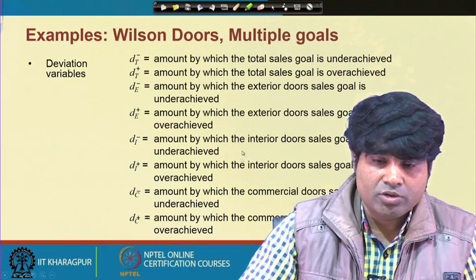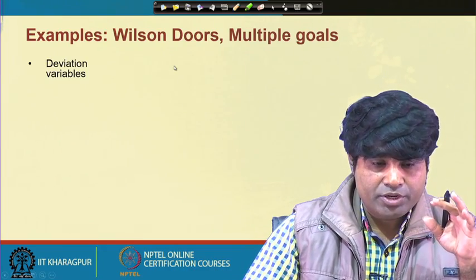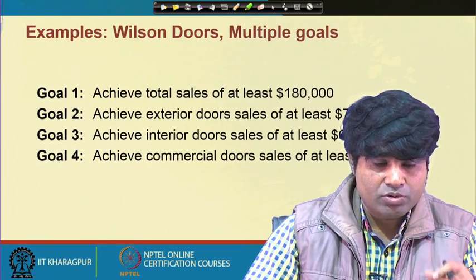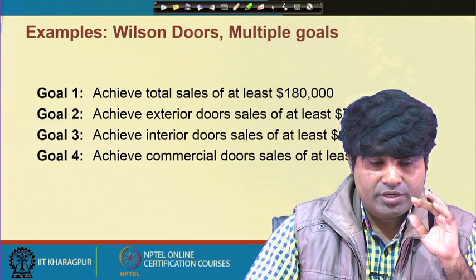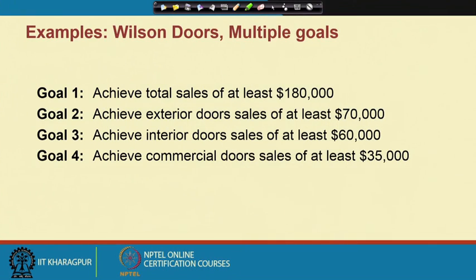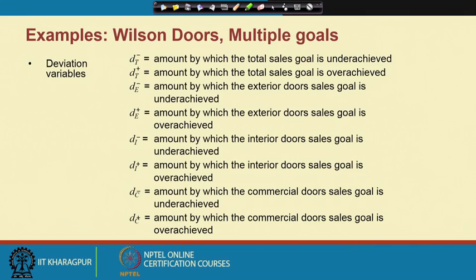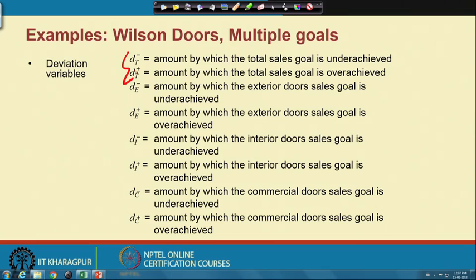So, that is how. We actually have 4 different targets: goal 1, goal 2, goal 3, that is total sales, then with respect to x 1, with respect to x 2 and with respect to x 3. So, what will we do? We fix a kind of structure here: dt minus, that is the amount by which the total sales goal is underachieved, then dt plus, that is the amount by which the total sales goal will be overachieved.